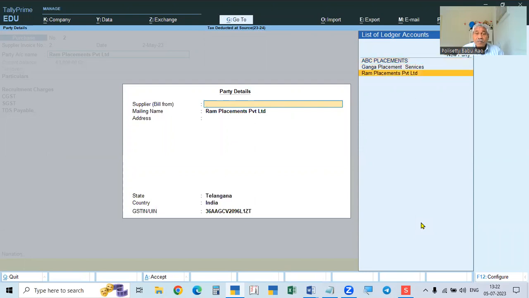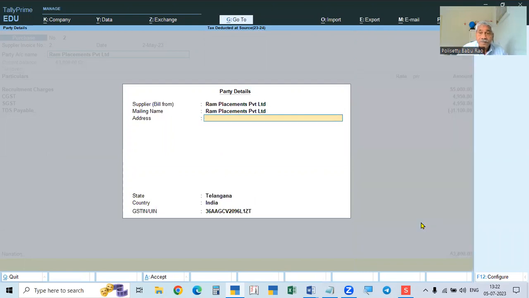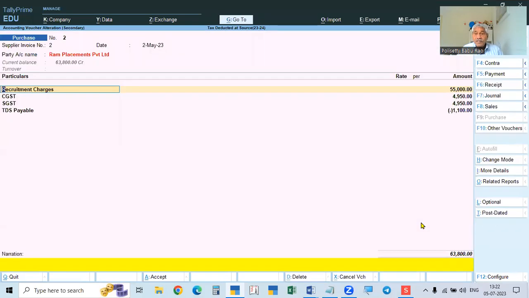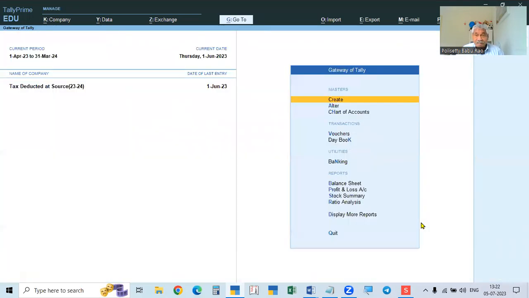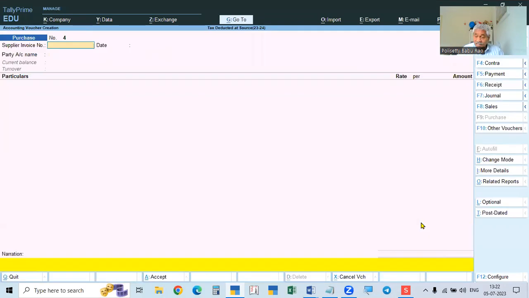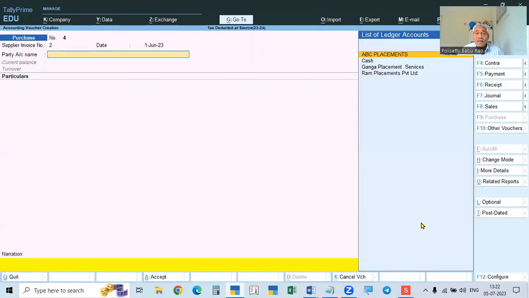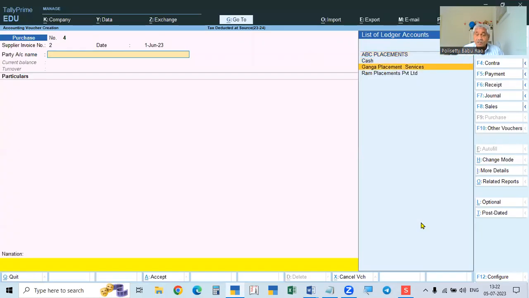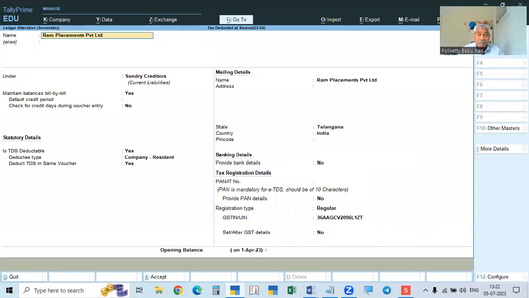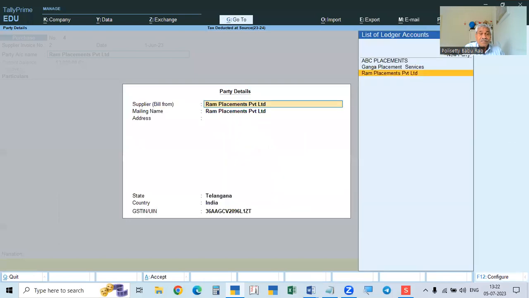ABC. See here, if you don't give the PAN card number, how much does it have to deduct? It has to deduct 20%. So in this case, what we do is we make another entry for that. But that entry is not there because it is already accepted now. So here you will take out the same thing. You will give the number, ABC placements or RAM placements, whichever you take. RAM placements we will take up. So in this RAM placements, we have not given the PAN card number. Now we'll see what will happen.